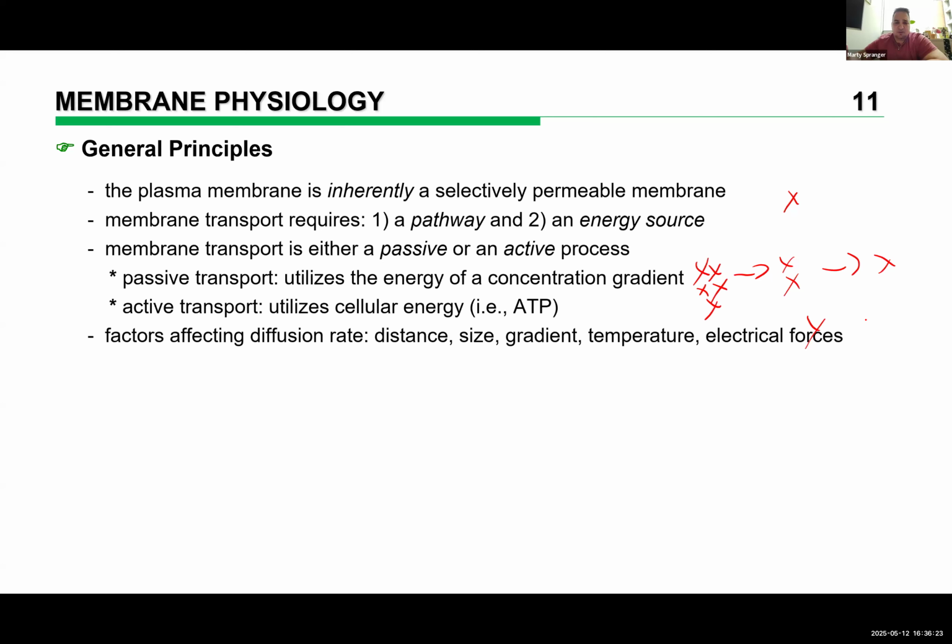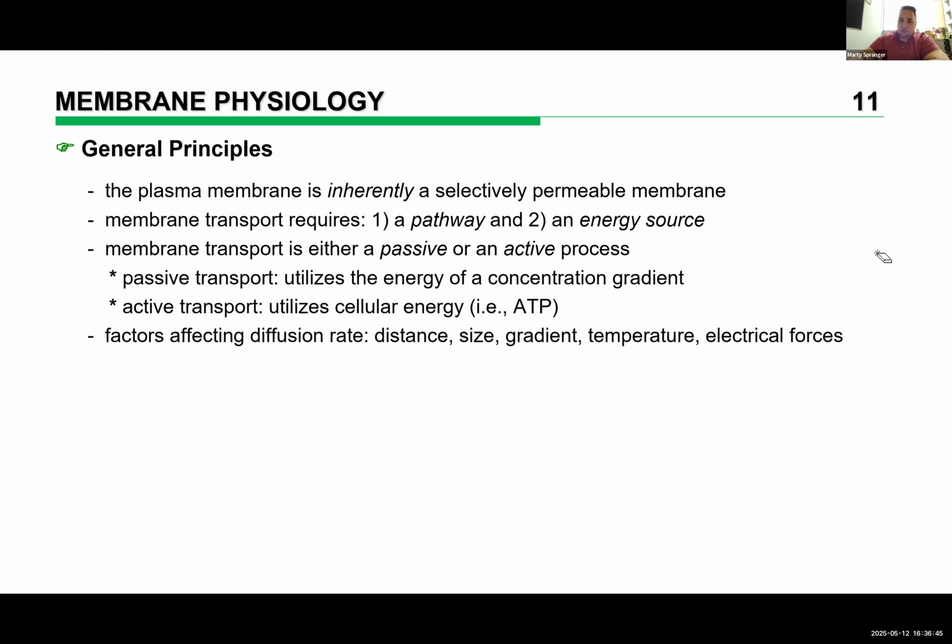The size of the molecule will dictate how fast it moves. Larger is slower, how steep the gradient is. So if you got more X's here or less X's, the concentration gradient would be stronger or weaker, respectively. We know that with temperature, that increases the rate of anything. And then electrical forces is a really important thing.